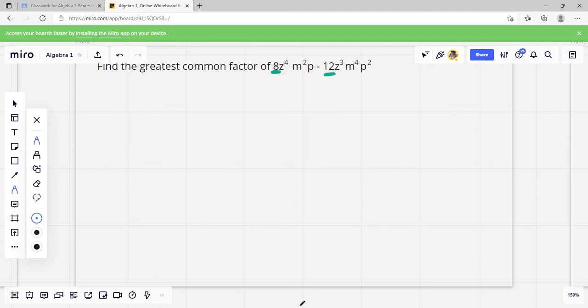They both have 2 will go into them, but you could also do 4 into both of those. So 4 times 2 would be 8, and then 3 times 4 would be 12. So they both have 4 in there. So the first thing we can pull out is the number 4.